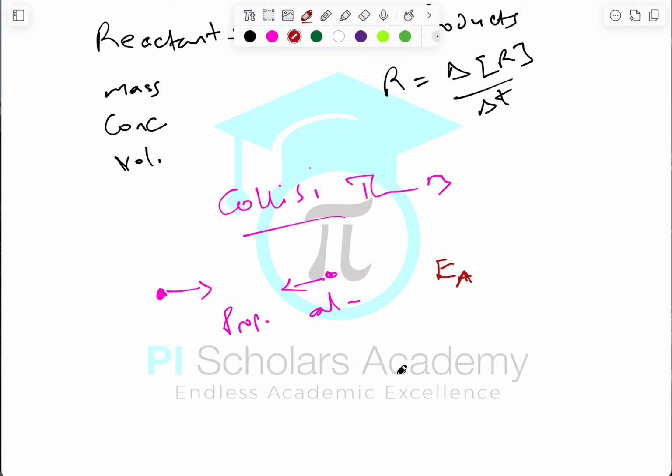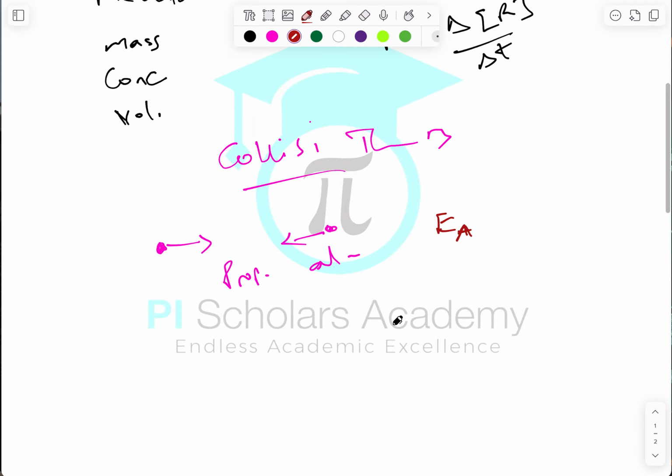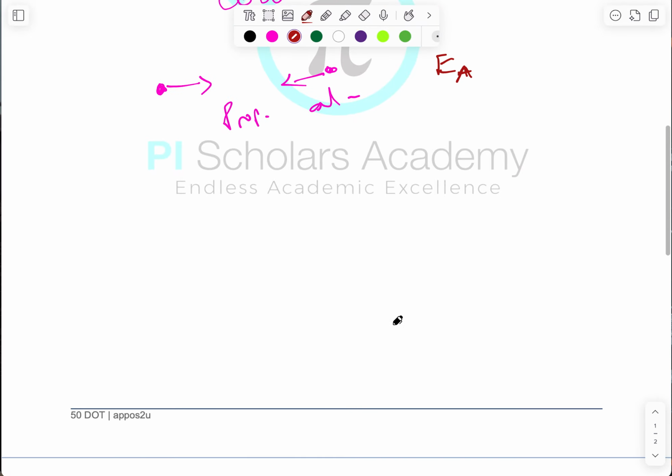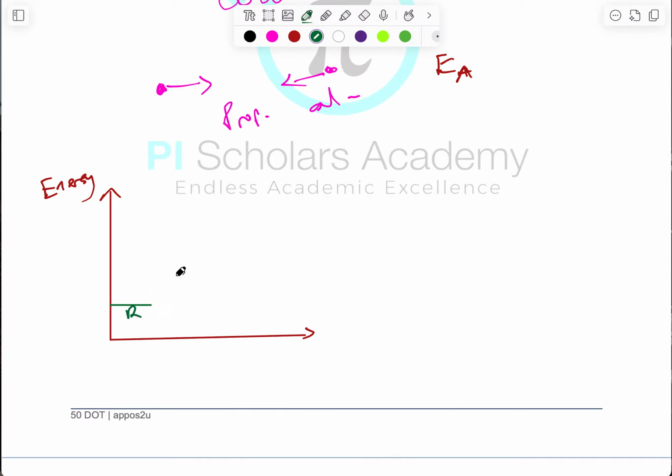Now, let's look at what determines what type of reaction is really taking place. So I'm going to draw a kind of energy profile. So let's look at this. Here we have energy, and this is the reactant side. So I'm just going to label that with R.